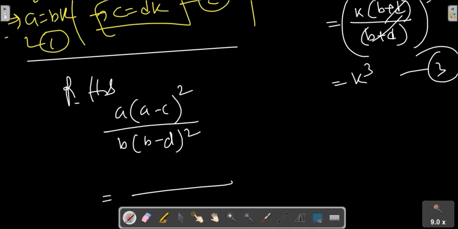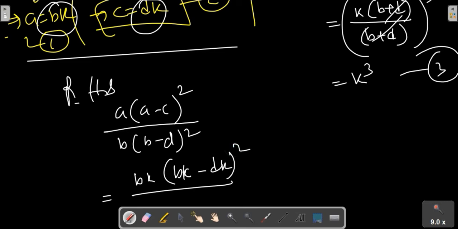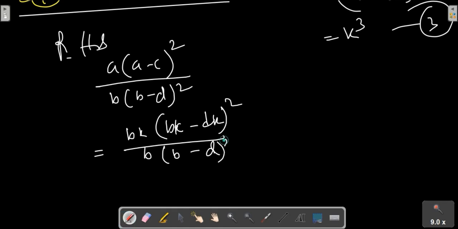So in the place of A I will write BK, and inside also BK, and in the place of C you can write DK, whole square. In the bottom, in the place of B again you can write B only, and here also B only, and in the place of D I'm keeping D only, and it was whole square. Now let's see in the simplification part what else we can do.